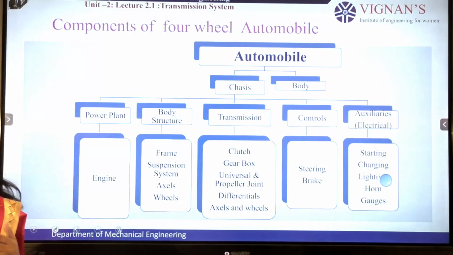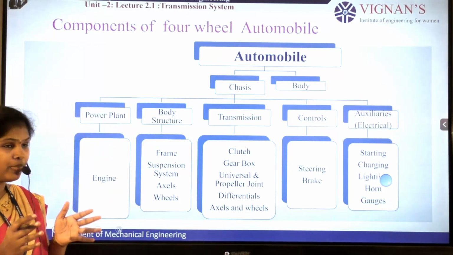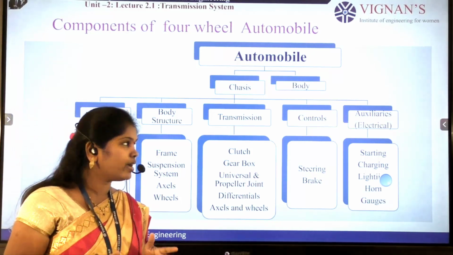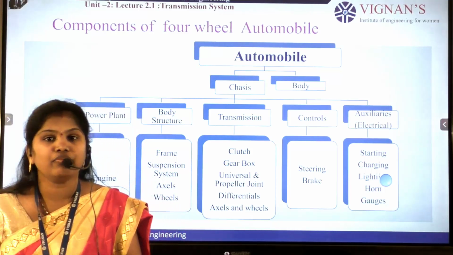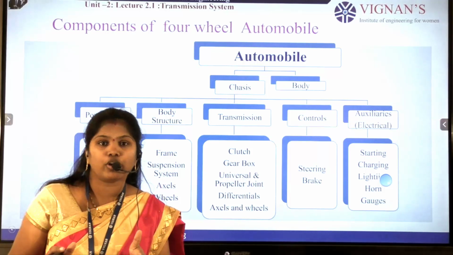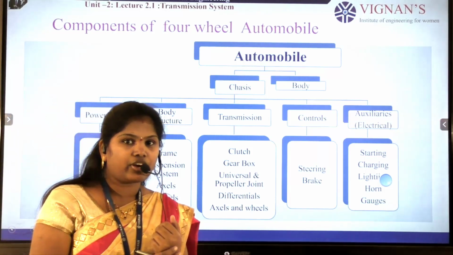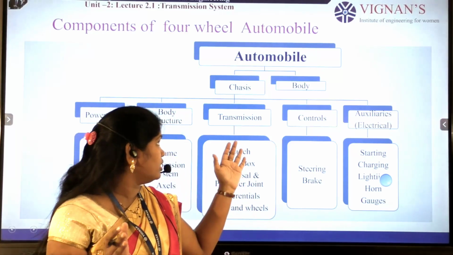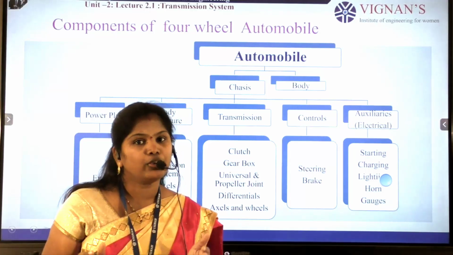So, what are the basic components in an automobile? The main basic components are chassis and body. For a live example, we will discuss the human body. We will compare the automobile with a human body. Like the human body has skin, the body is like skin. For the automobile, the body appears outside, but the chassis is like the skeleton of a human body.